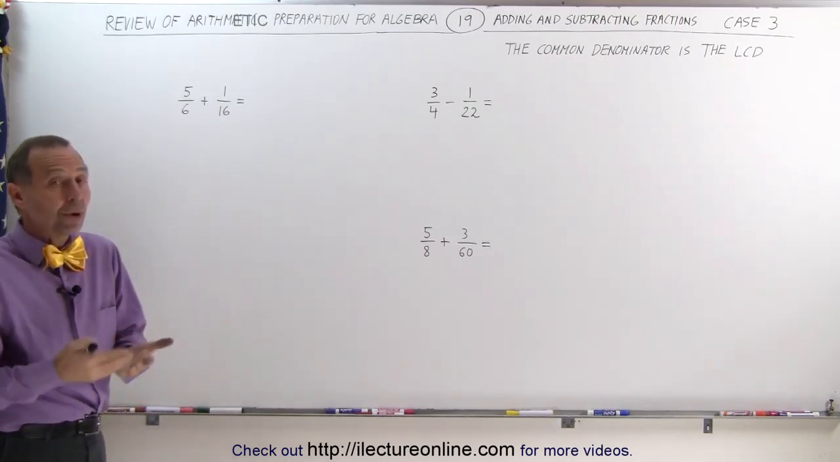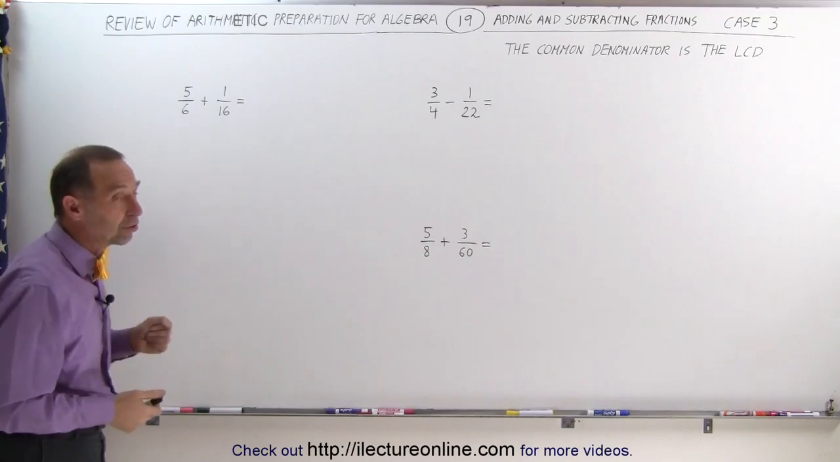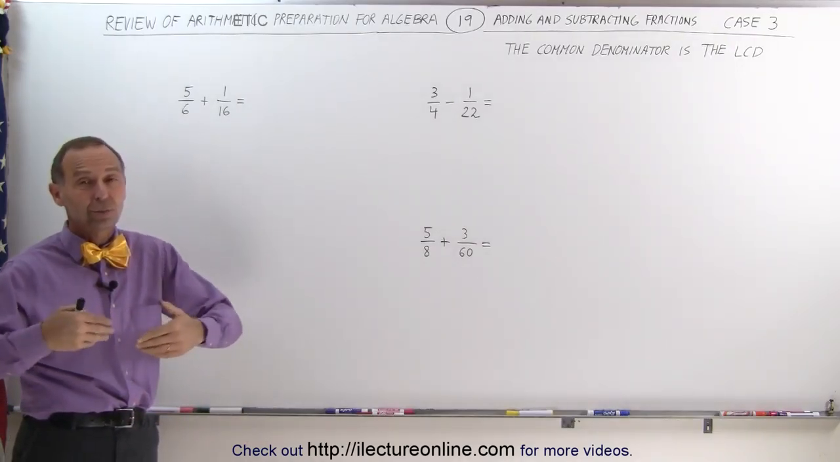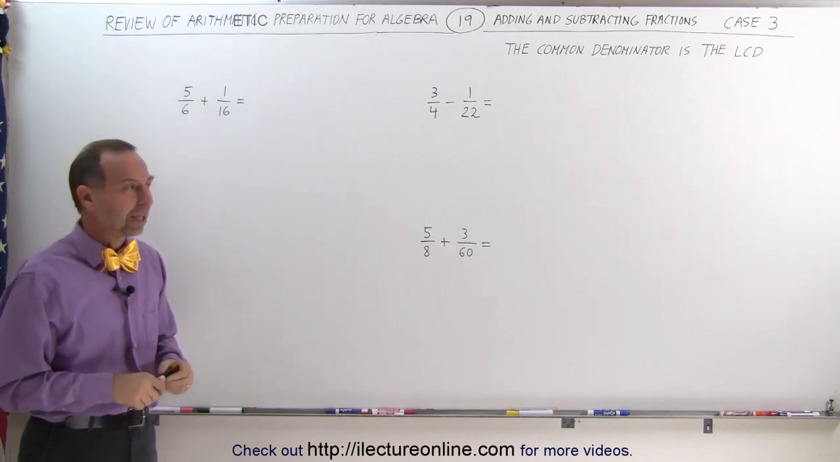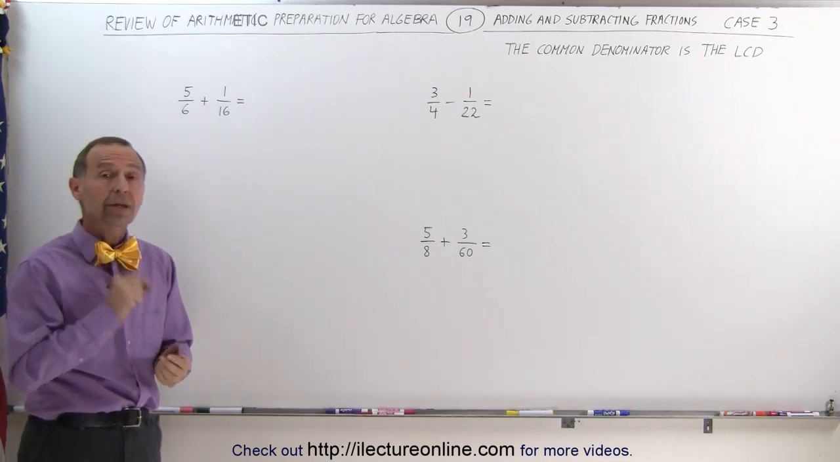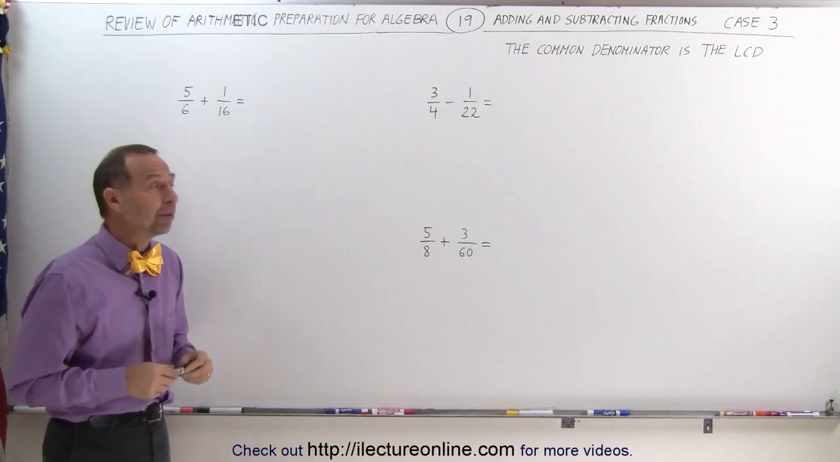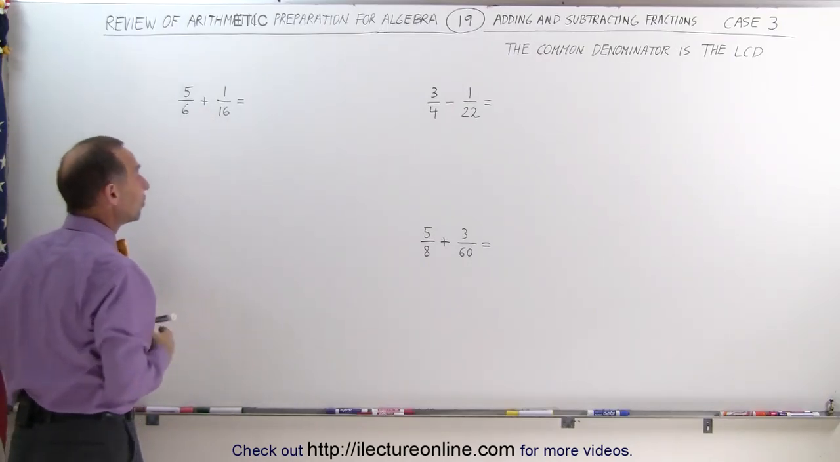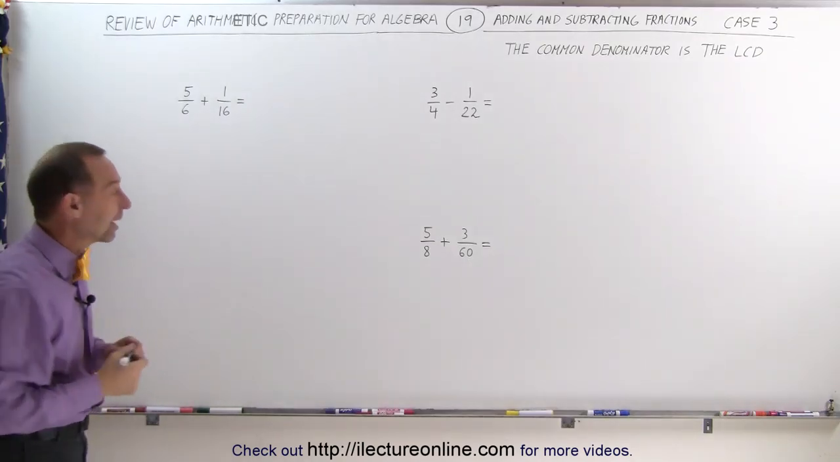We could solve the problem by simply multiplying the two denominators together and call that the common denominator, but that would make the problem a lot harder because we'd be dealing with a lot bigger numbers. It is better to find the lowest common denominator with the technique that we've learned before. What we're going to do here is take each of the two denominators and write it as the product of their factors.